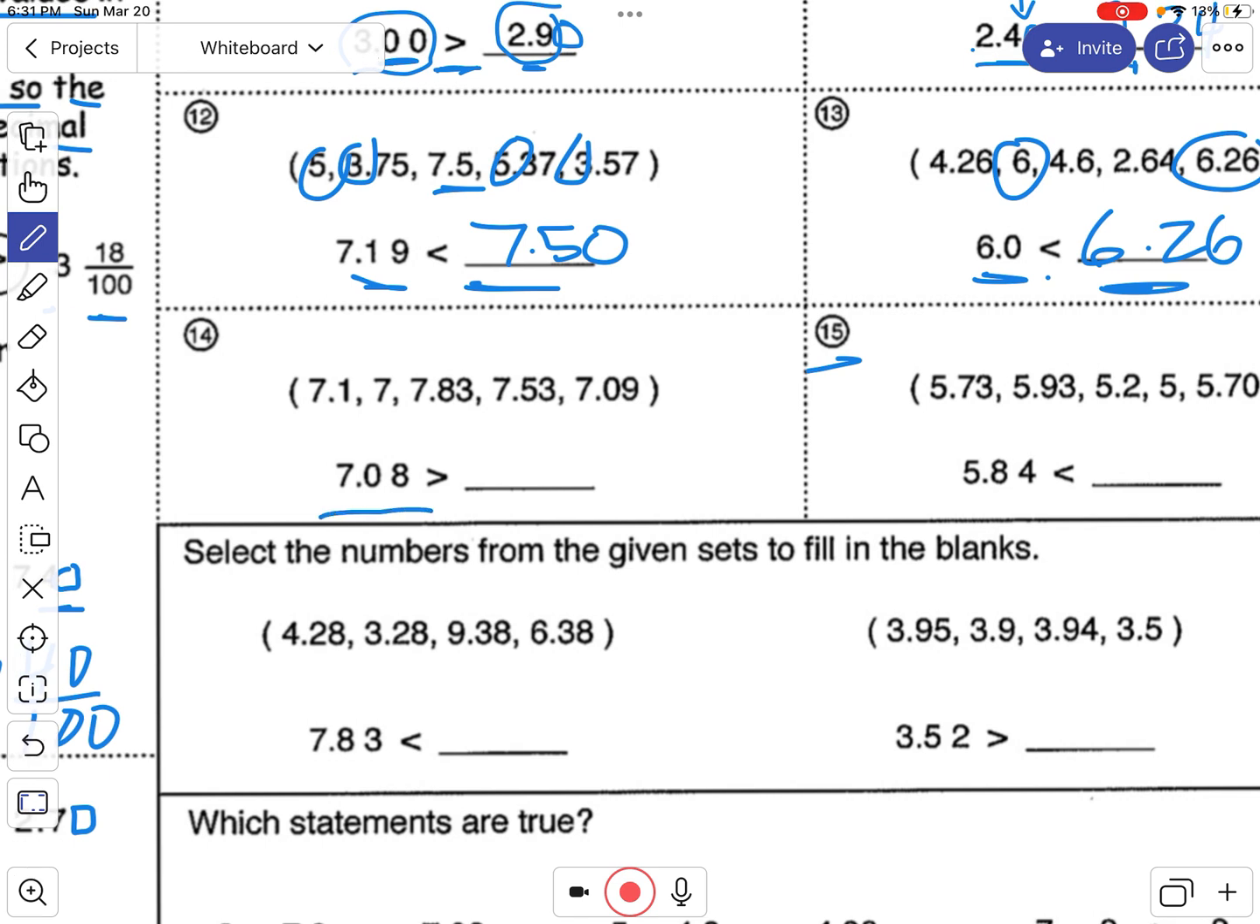7.08 is the big number. We've got to find the little number here. And 7.1 is like 7.10. That's actually bigger than that. 7.83 is also larger because 83 is bigger than 80. 7.53 is also larger than that one. And 7.09 is also larger. So, oh, I skipped one. I'm like, wait a minute, none of these are right. 7. 7 is the smaller one. 7 is smaller than 7.08.